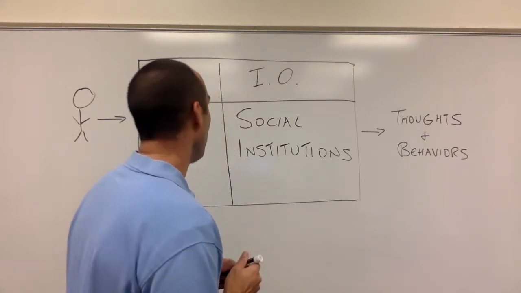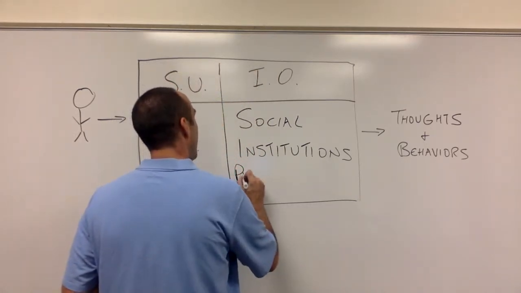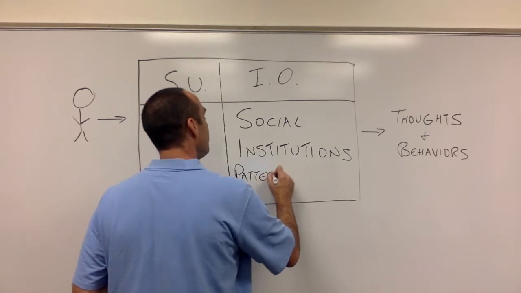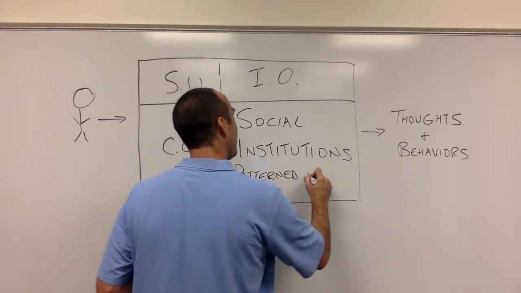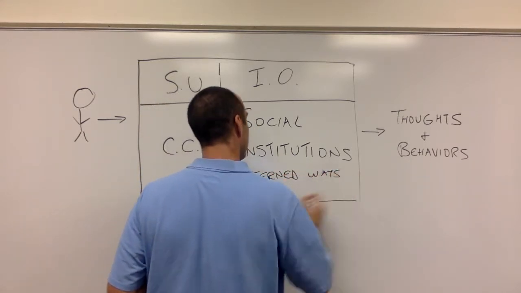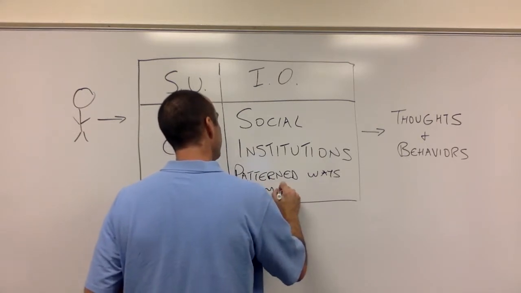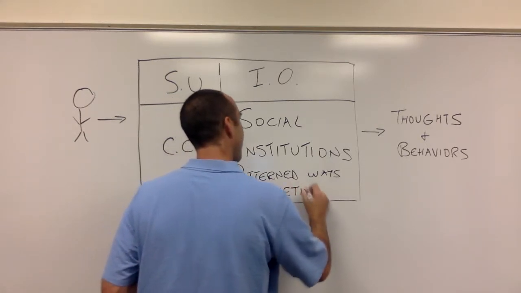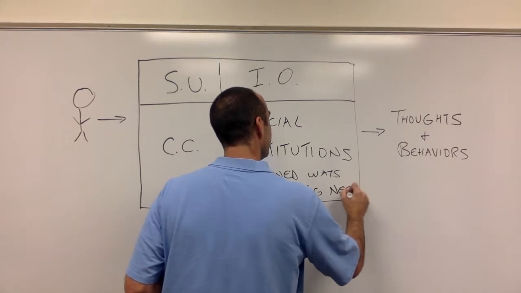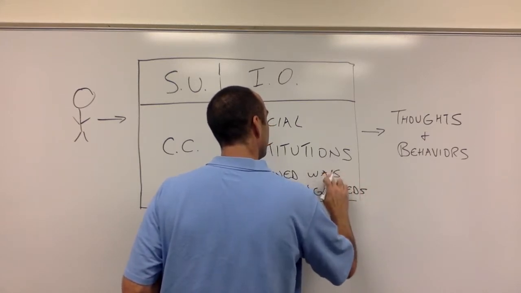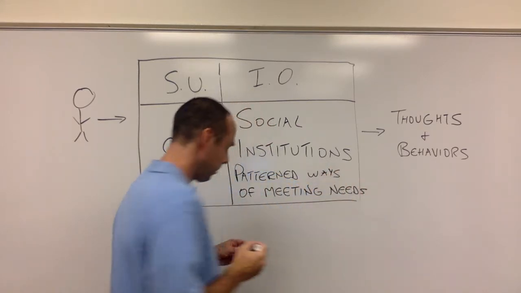All right. First of all, the definition of a social institution. Social institutions are patterned ways of meeting needs. That could be a little bit more legible.